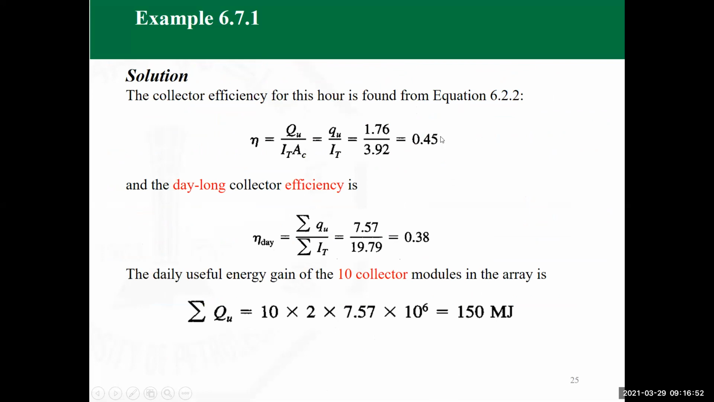This was at 10 to 11. It would probably increase a little bit during midday and decrease a lot during the beginning and the end of the day, so that the overall value would be this. The daily useful energy gain of the 10 collectors would be that QU that we have calculated multiplied by 10, because we have 10 collectors. And this is the amount of energy gain that you are getting from that array of 10 collectors.